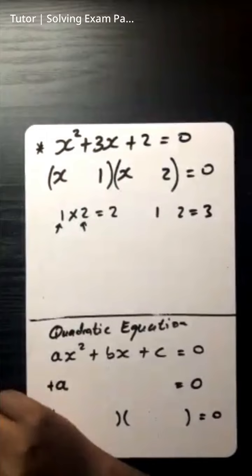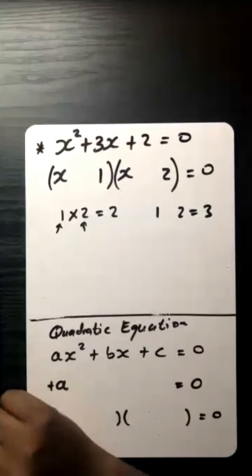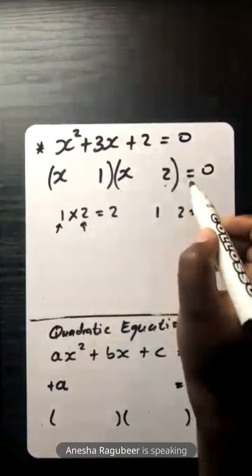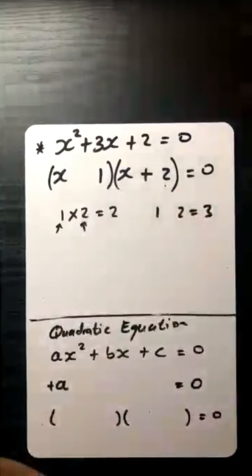Whichever way, for now, it's fine. So, Shreyas, now we say the bigger number takes the sign of the middle term, okay? Yes, sir. The bigger number is 2. What is the sign of the middle term? It's a plus. So let's write a plus over there.